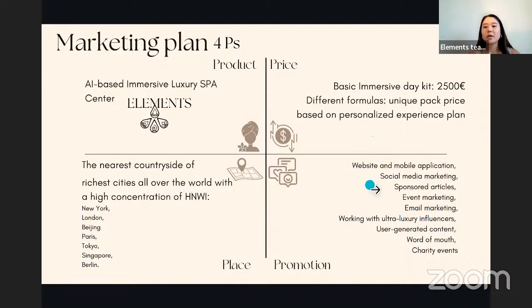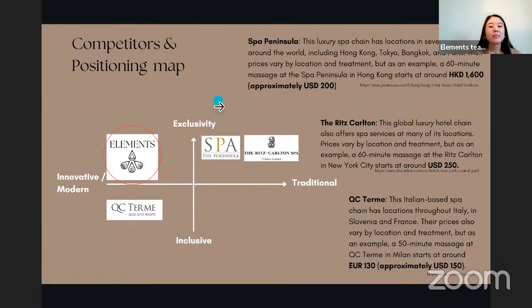And for the promotion, it will be done using several ideas such as website, social media, event marketing, word of mouth, charity events, and so on. This is the competitor and positioning map. As you can see, we're very exclusive and innovative compared to the other competitors, such as the Ritz-Carlton Spa.